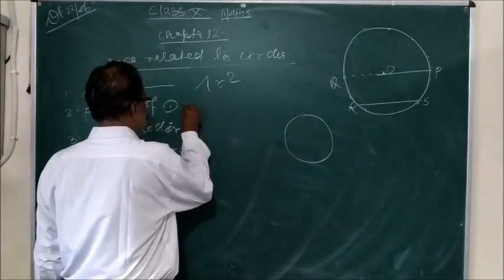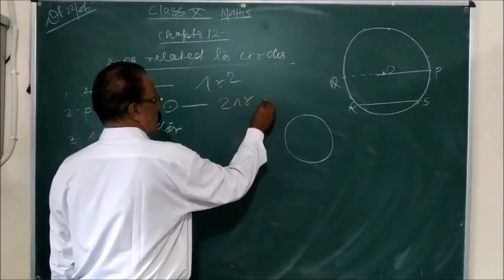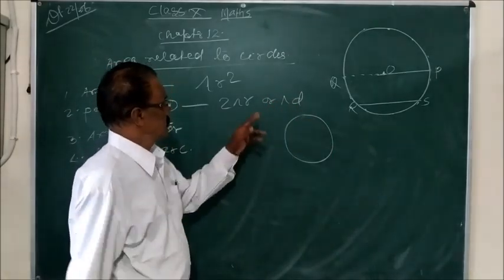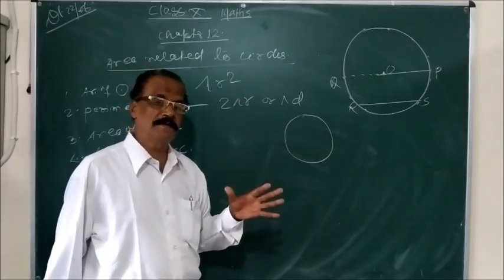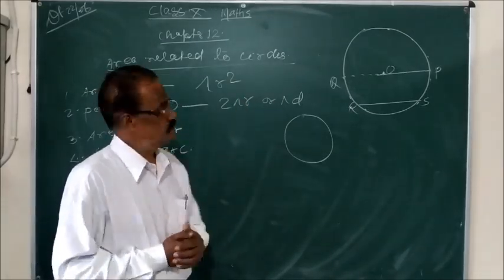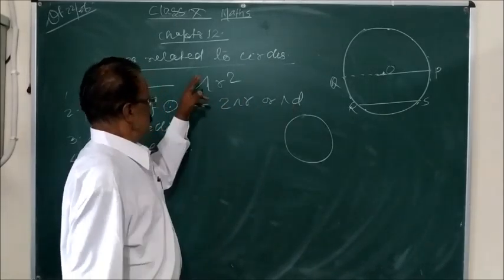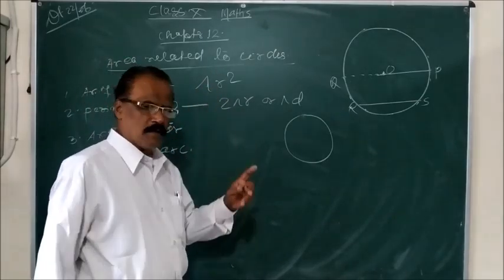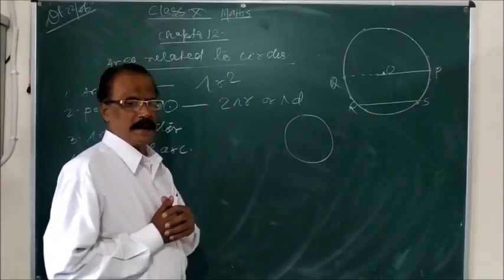So the circumference or perimeter of the circle is 2 pi r or pi d. I have already explained the relationship between radius and diameter. Radius is half of the diameter, or diameter is double the radius. So either this or this, both are the same. And pi r square is the formula to find the area of the circle, where r is the radius.